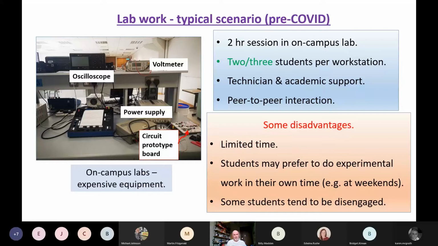And also, especially when there's 2 or 3 students per workstation, I have seen, and a lot of colleagues as well, that some students tend to be disengaged. You may have a strong personality essentially taking over the experiment. You may have some other students who are not confident of actually getting stuck in with their other students. And some students, I think, sometimes have maybe social difficulties as well. So it's not an optimum scenario quite often, having to have on-campus laboratory sessions.